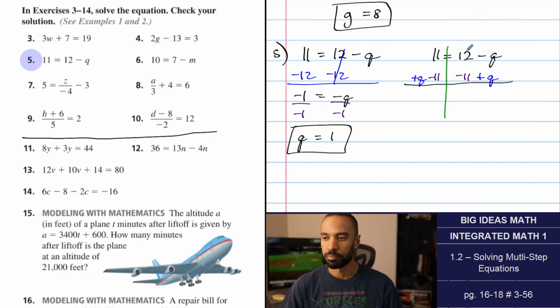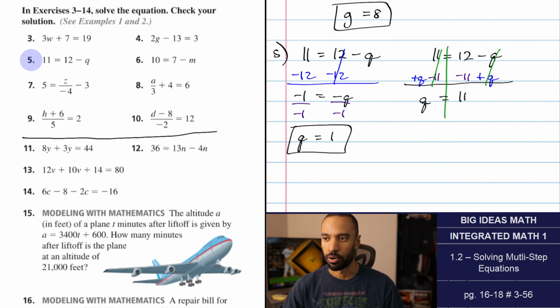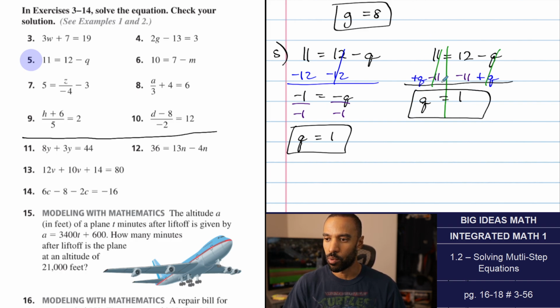There's an equal sign right there, right? 11 minus 11 is 0. Negative q plus q is 0. Let's see if we have everything in order. That's a positive q here. 12 minus 11 is 1. I don't know why I wrote 11 then. 12 minus 11 is 1. And q equals 1. We get 1 either way.